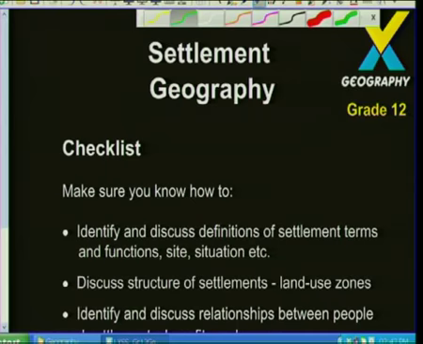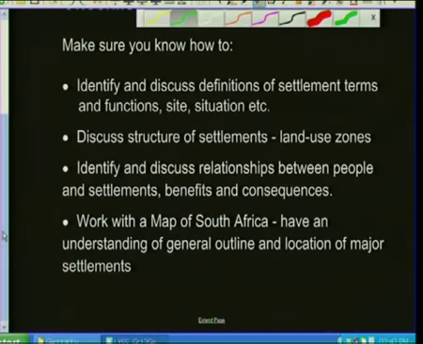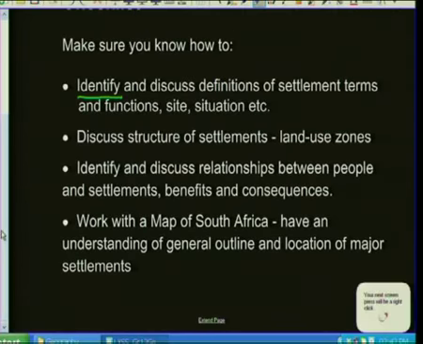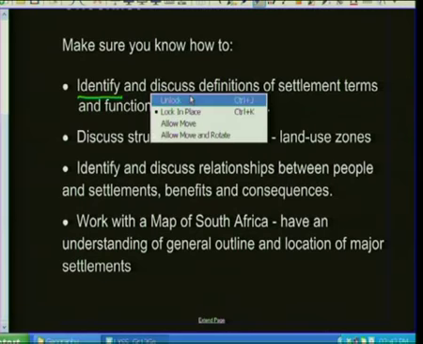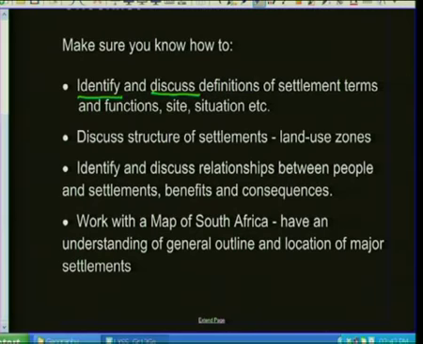So first up, make sure you know the following. You should be able to identify and discuss definitions of settlement terms, their functions, site, situation, and so on and so forth. Those are usually at the beginning of your section because they lay out all the definitions of the words that we're going to be applying later on.